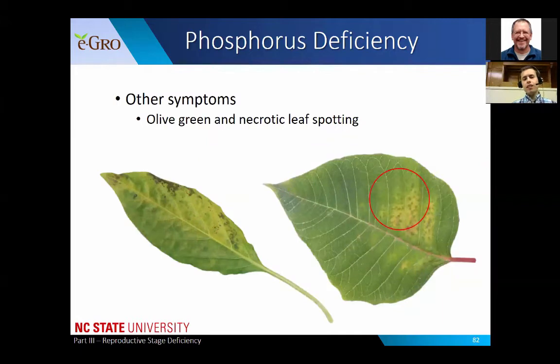And also, there are other symptoms. There are the olive green and necrotic leaf spots, as you can see on these two leaves here. The leaf on the left from an ornamental pepper, you can see that it has a little bit of olive green leaf spotting, as well as some of that necrotic speckling or spotting along the leaf margin. And then you can see this poinsettia leaf that also has this chlorotic region within the center of the leaf that has this abundance of olive green leaf spots developing between the veins.